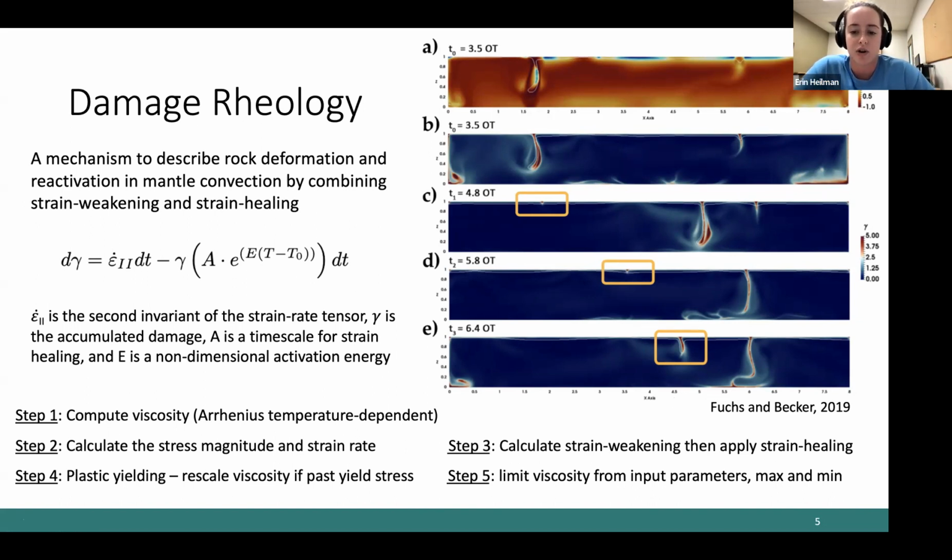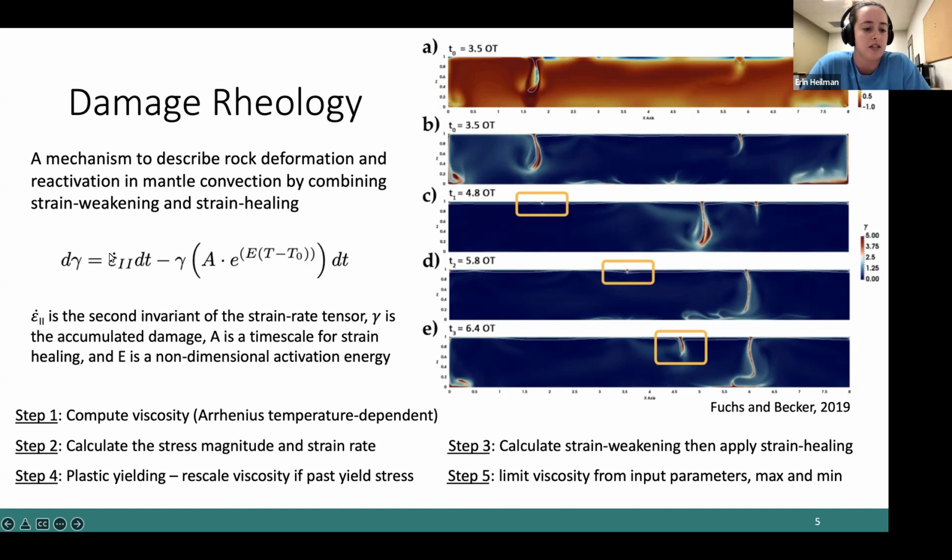So here it's shown in the case of a subduction zone. You have an active subduction zone that is then shut off, but you'll have this kernel of damage in the crust that can be advected over time and lead to reactivation. So it's essentially keeping weaknesses in the crust that allow you to use them for reactivation and things like that. And so the strain healing portion of it looks like this.